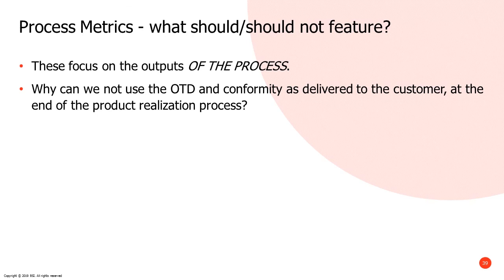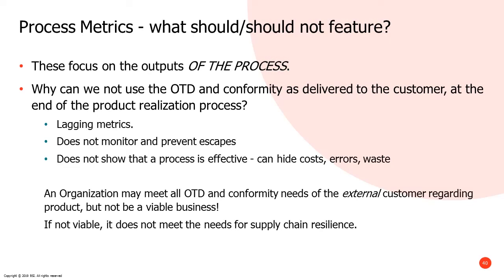So you shouldn't use on-time delivery to the customer because it's a lagging metric. And again, I'm going to go through examples of that later. It doesn't monitor at the process level. It doesn't prevent escapes, and we all want to prevent escapes. And it can mask a process which is ineffective. You might be doing lots of rework and making large batches, and then the customer gets what he or she wants, but actually your process is totally ineffective because of those reworks and remakes.